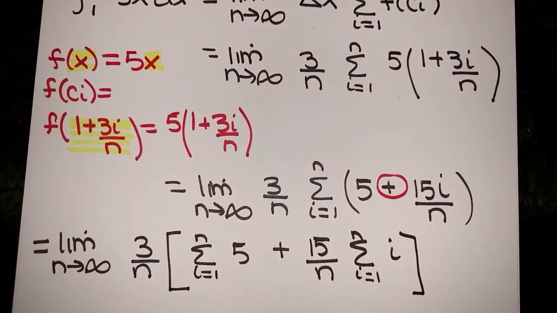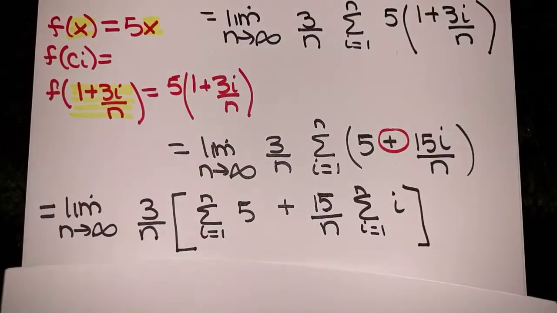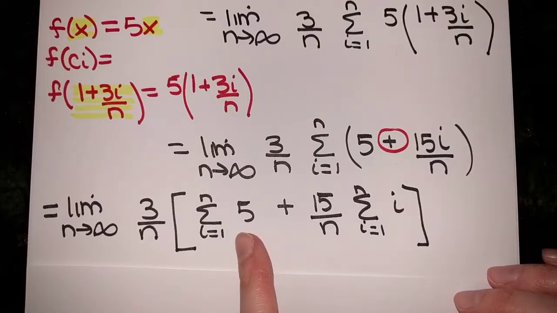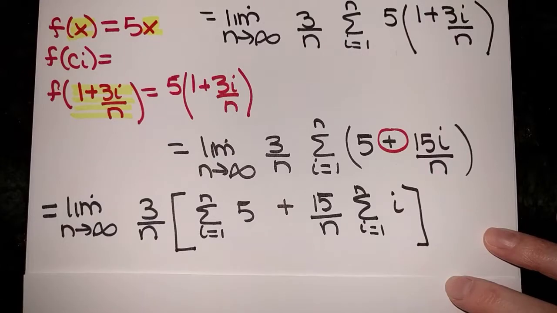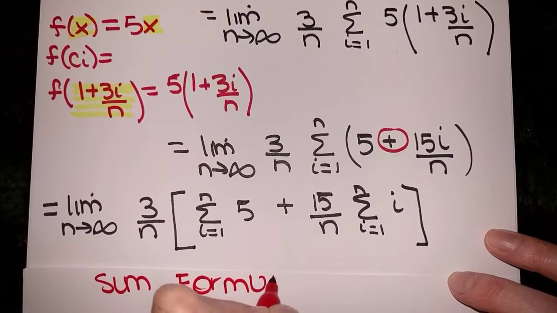And remember that a constant is anything that is not i, the index in this case. All right, so now we have terms or summations of the form of a constant and i. So what we can do is we can now use our summation formulas.